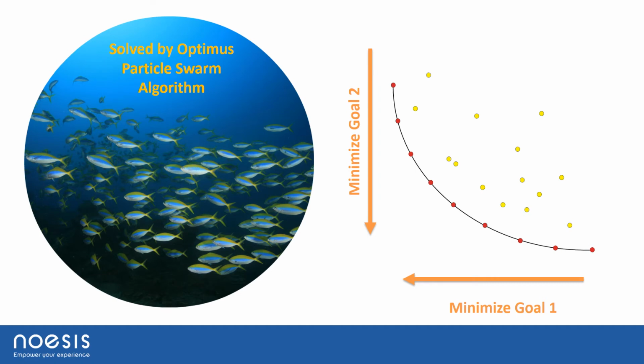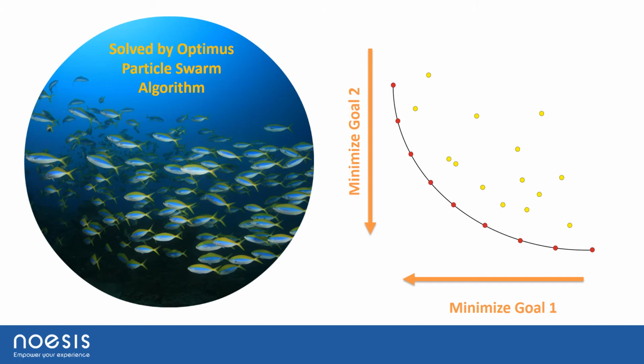So the algorithm that we are using is a genetic algorithm, and it's based on nature. So we are mimicking the behavior of, in this case, fish, and how they behave when they are together. And it's an algorithm called particle swarm algorithm, and it's very efficient, especially in multi-objective optimization cases.